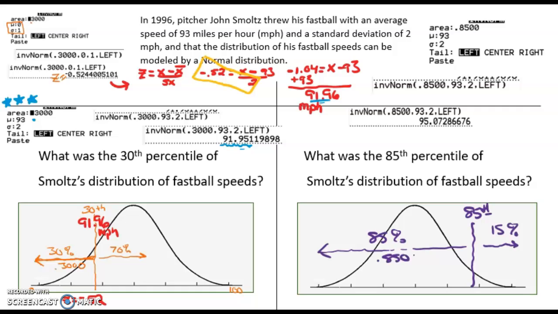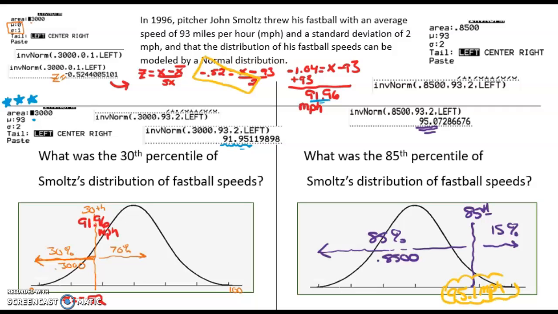We got 0.8500. So if I want to do my calculator and be really quick about it, I got 0.8500 for the area. Going to the left, I'm going to plug in my average, plug in my standard deviation. I'm going to hit the paste, I'm going to hit enter, and then it's going to take me right to the pitch. So let me change the color. So you see how that saves you a little bit of time? So right here, the 85th percentile means that pitch is going to be right at 95.1 miles per hour.